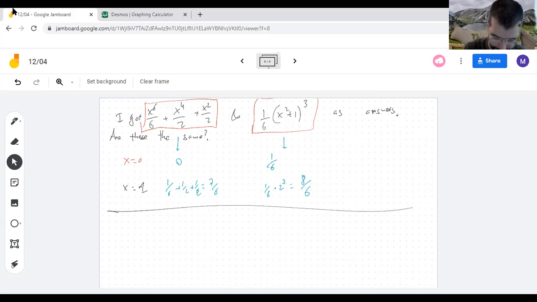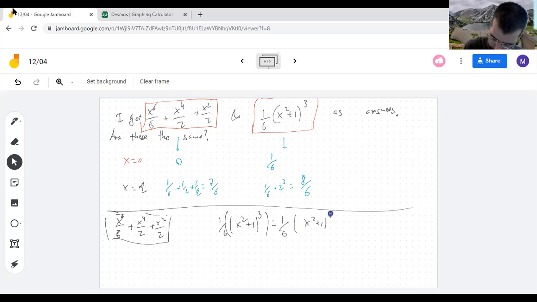So what happens? All right, let's see what happens. They're not the same, but that doesn't matter because I have this one on one side. On the other side, I have 1/6 x squared plus 1 cubed. And I can expand this one too. I guess it's a square times the same thing again. So 1/6 x to the fourth plus 2x squared plus 1. And then multiply once again by x squared plus 1.